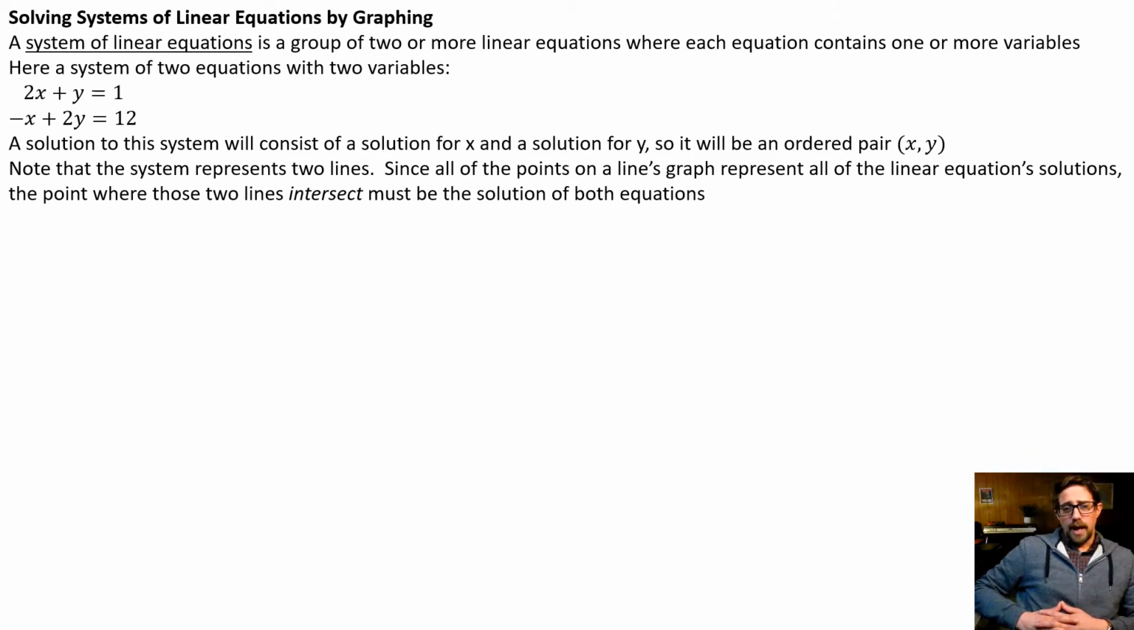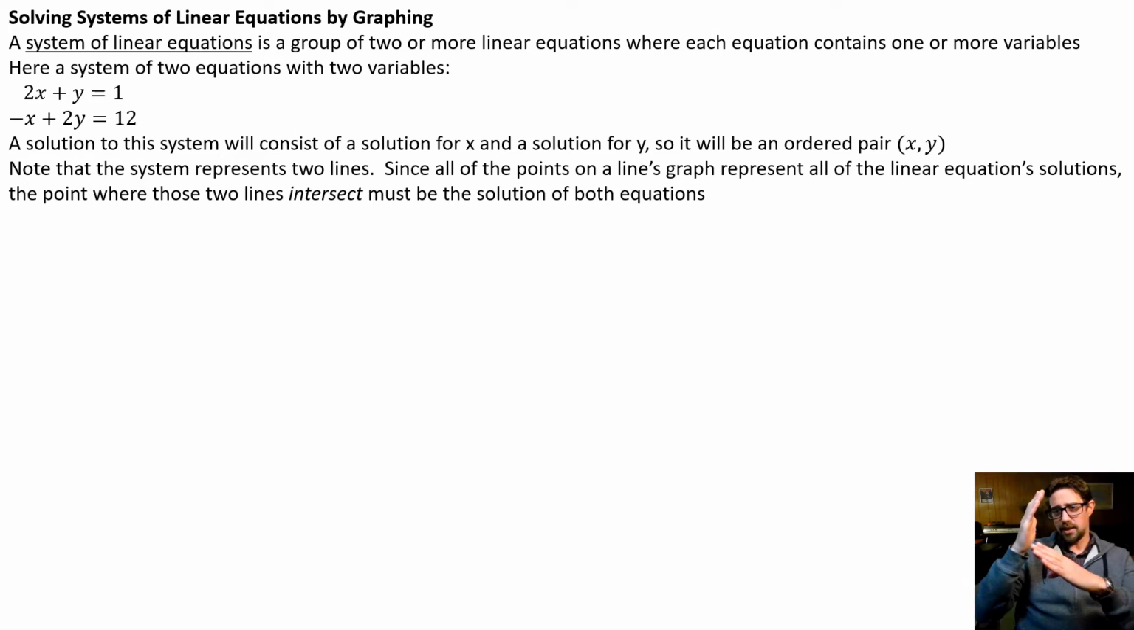Okay, so here's a little bit of philosophy. The system represents two lines. In other words, 2x plus y equals 1 is a line, and you know how to graph it. Negative x plus 2y equals 12 is a line. So those are two different linear equations. So look at the first one, 2x plus y equals 1. All of the points that satisfy that first equation sit on a line. And that's really what the points on that line represent, the solutions to that first equation. Okay, for that second equation, that's a different line. All the points that sit on that line represent all of the different solutions to that equation.